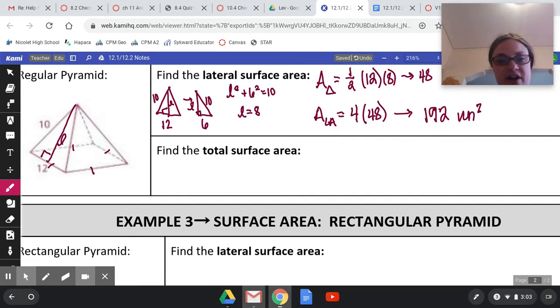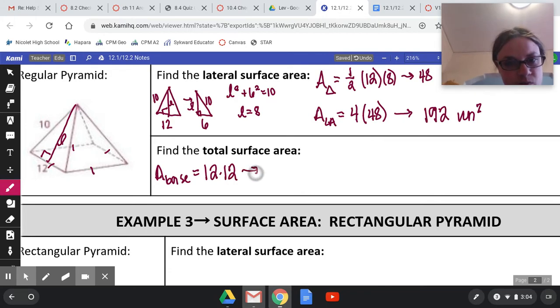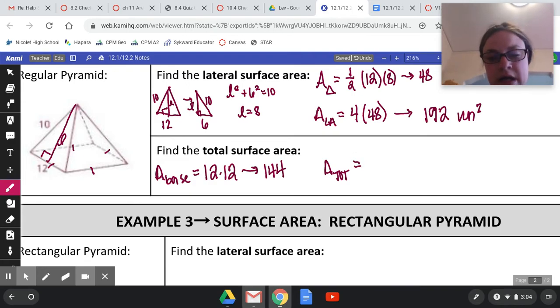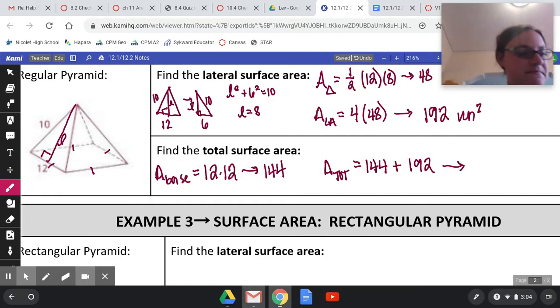The total surface area now is going to be that lateral area plus the area of the base. So to find the area of my base, which is a square, I am going to take 12 times 12, which is 144. And then I am going to take my lateral area and add it to that. So my total area is equal to 144, the area of the base, plus 192, the lateral area, which gives me 336 square units.